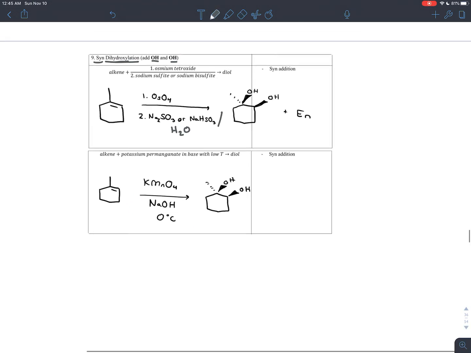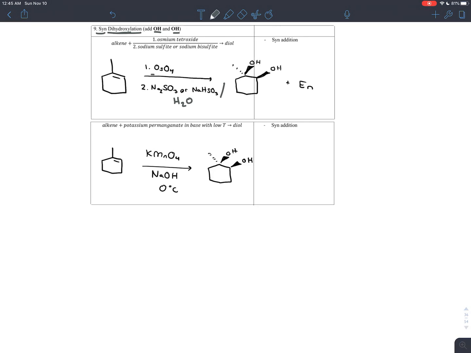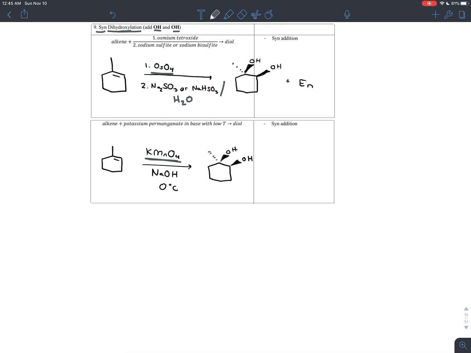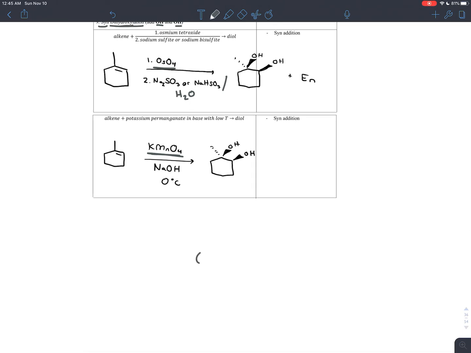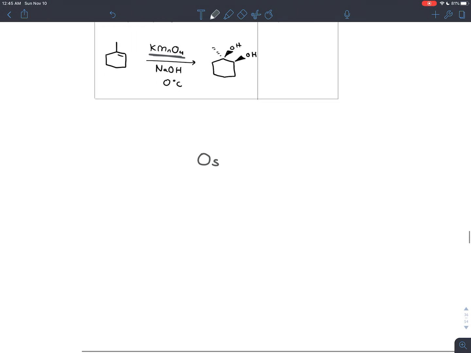Okay, well, let's look at the similarities first, and we'll look at that by seeing the similar structures of osmium tetroxide and potassium permanganate. In both cases, you have a transition metal. In osmium tetroxide, that's osmium. In potassium permanganate, that's manganese. So here we're doing osmium tetroxide and potassium permanganate.